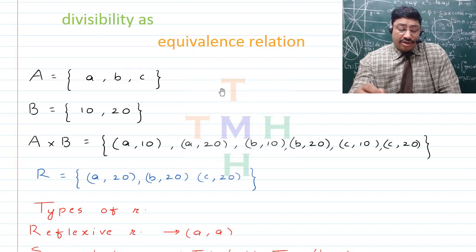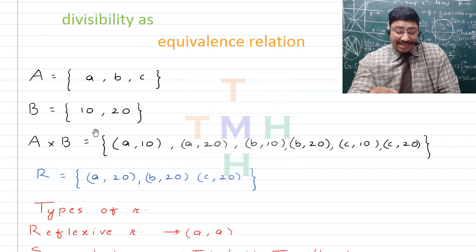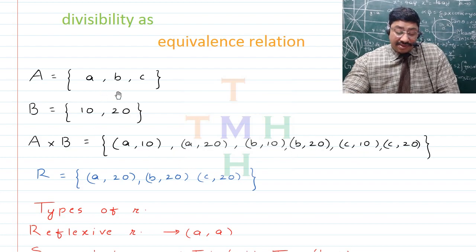So what we do here is we have a set A, which is a, b, c, and we have another set which is 10, 20, and we try to find out the Cartesian product of both of these sets, which will have ordered pairs where the first elements will become the first elements of the ordered pair and the second elements will become the second elements of the ordered pairs.